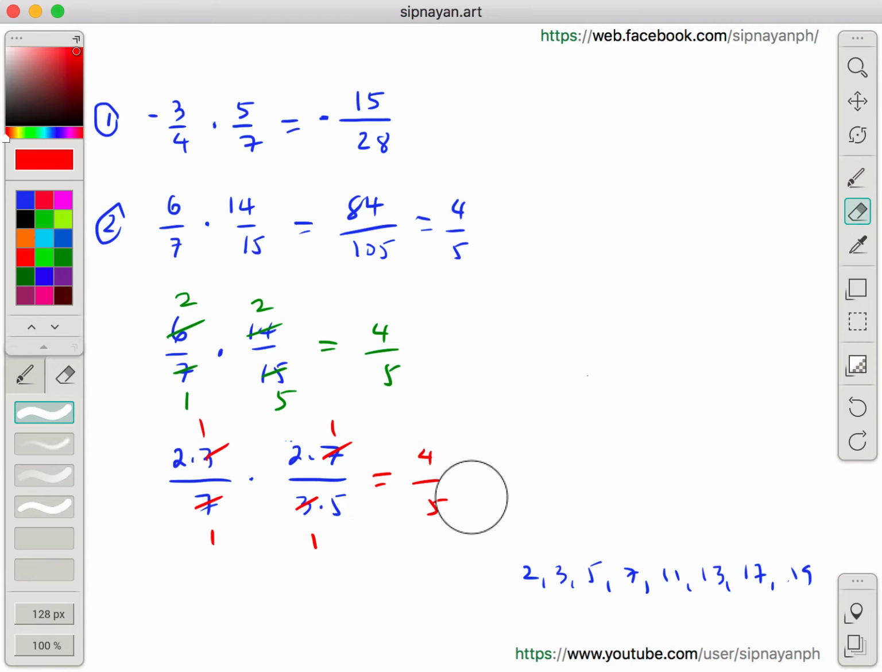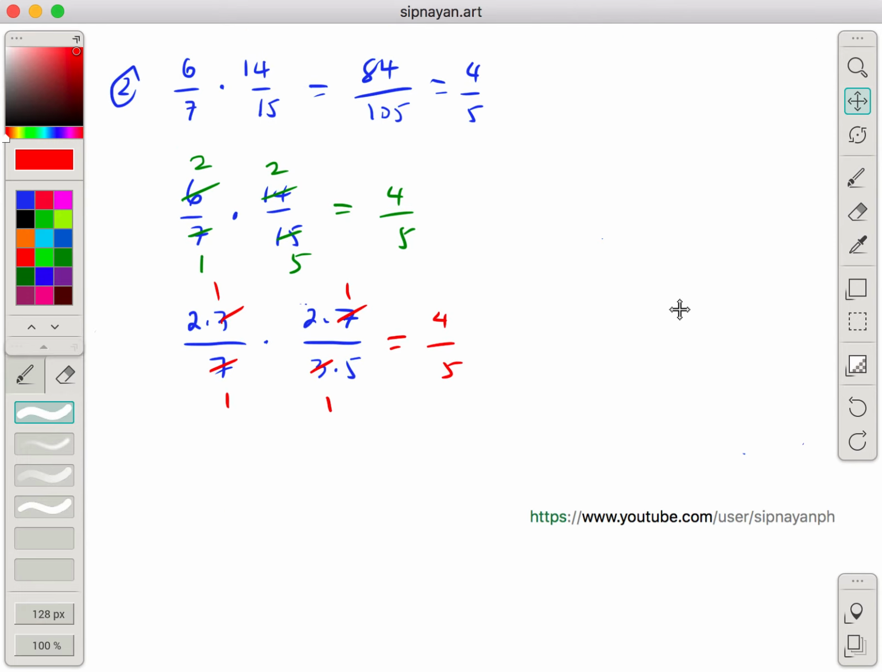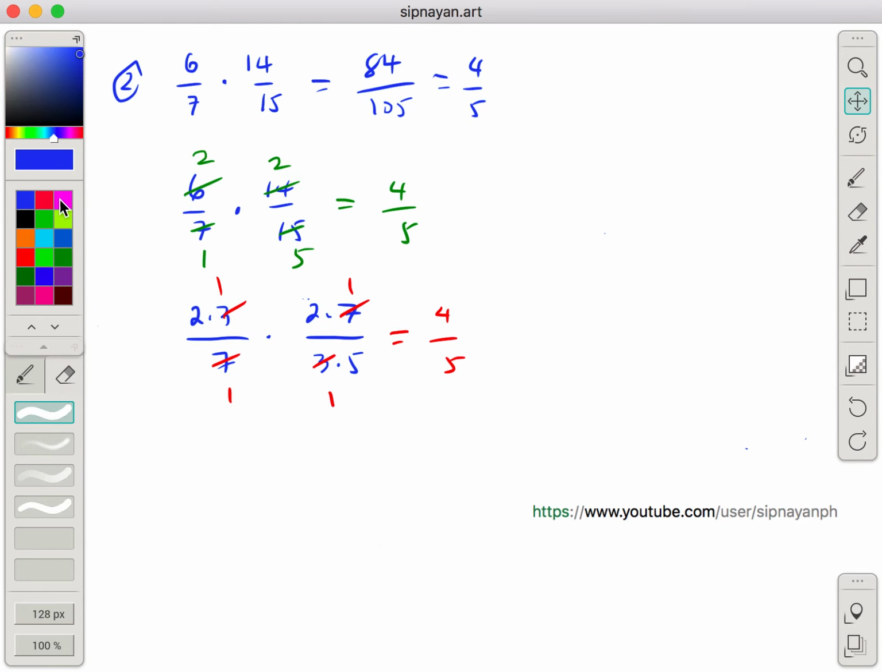Okay? Mas madali siya, di ba? Kaysa yung magde-divide ka pa dito. Mahirap to, yung long cut, mahirap yan pag malalaki yung numbers, no? Kasi maghanap ka pa ng divisor, no? Na minsan ilang beses ka pa magdi-divide.